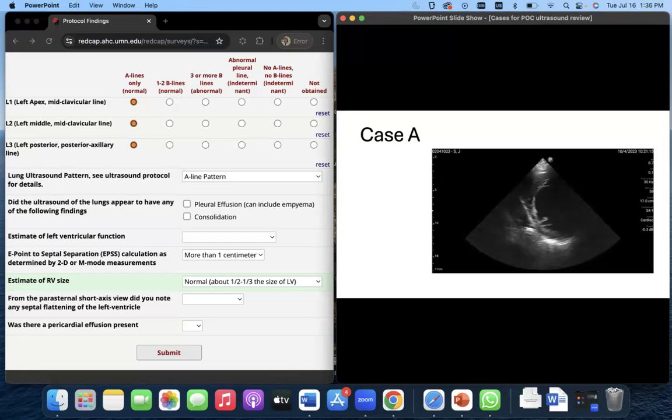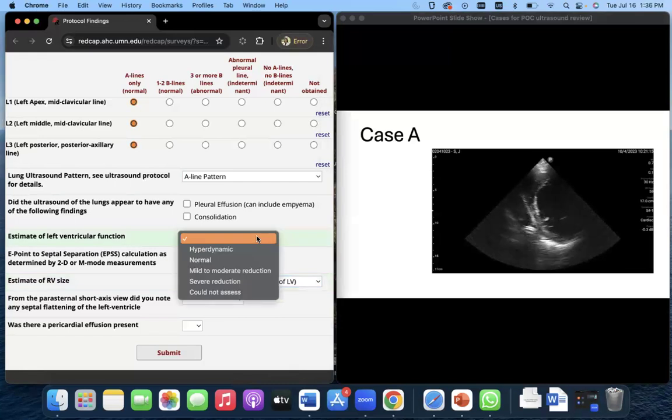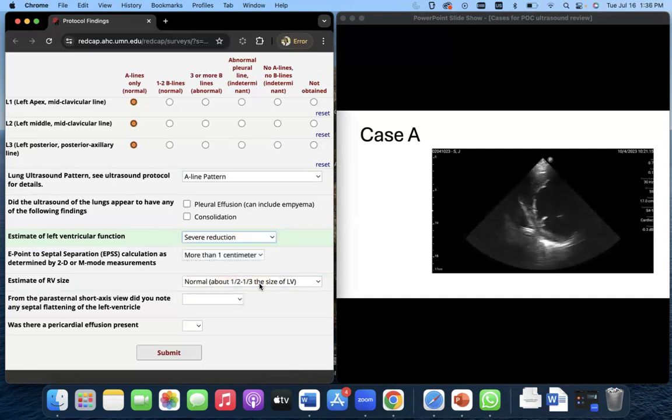So in combination with an EPSS that was in that more than 1 centimeter category, plus this view showing very little movement of the left ventricle, this would probably qualify for severe reduction in EF from a point of care ultrasound standpoint. So pretty significantly, probably less than 20%, maybe even closer to 15%, but certainly would qualify for severe LV dysfunction.